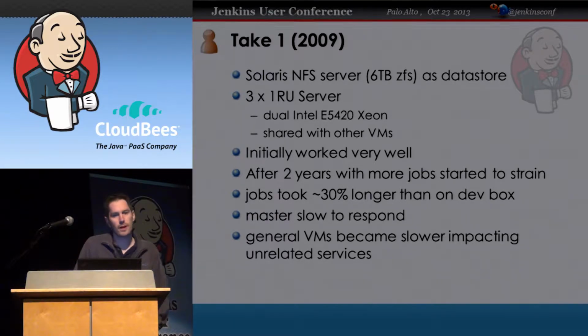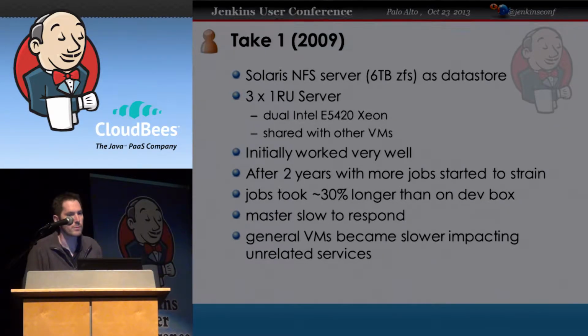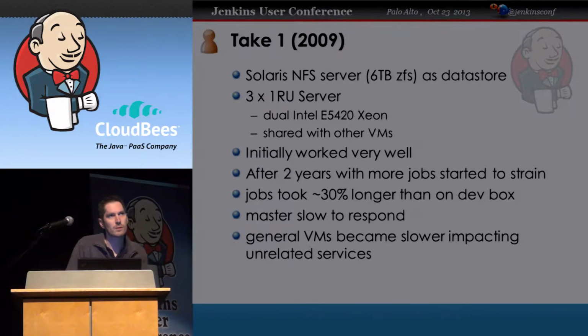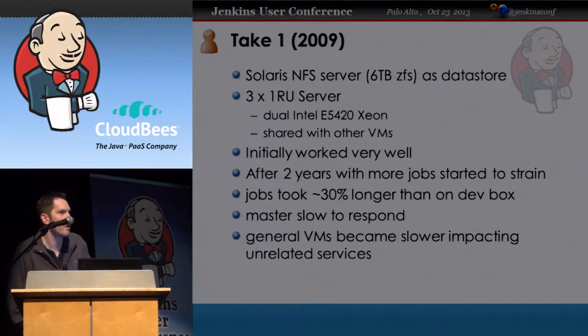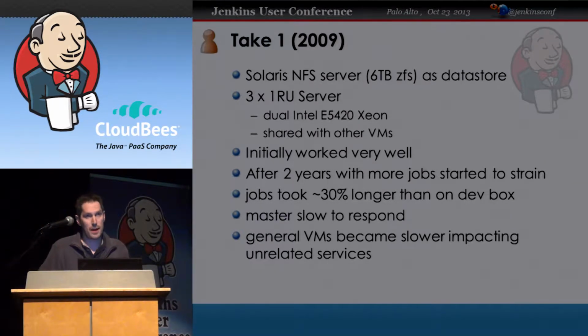So the original hardware, which was Take One, was a Solaris NFS server running on x86 hardware. It was underutilized from storing large transport streams. So we're talking multi-gigabyte files that were used for QA testing, and it had 6 terabytes of storage, of which we were using probably about 1. So hey, we've got a load of storage, we can use that.